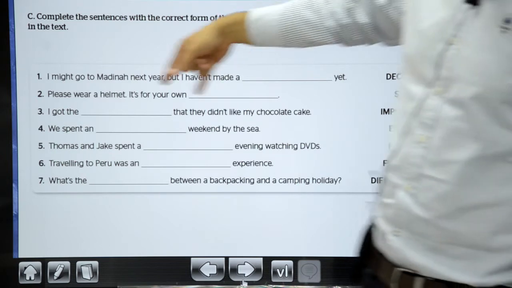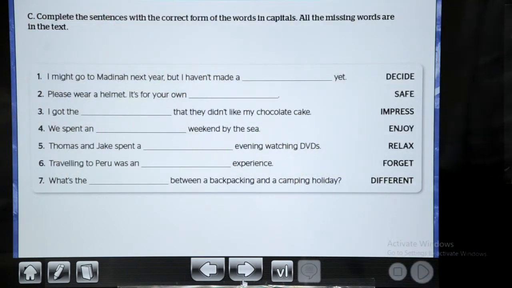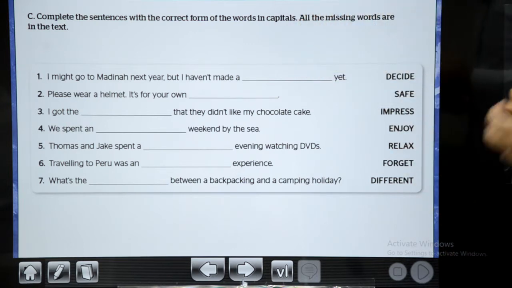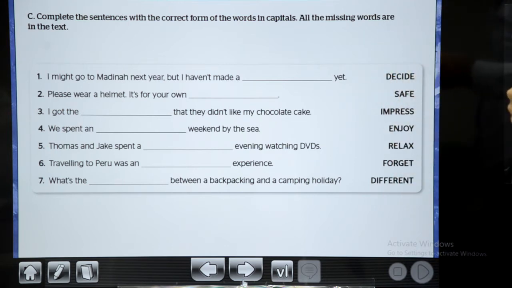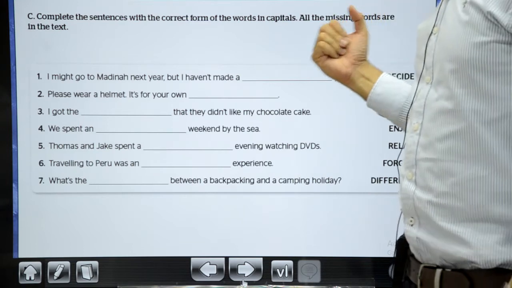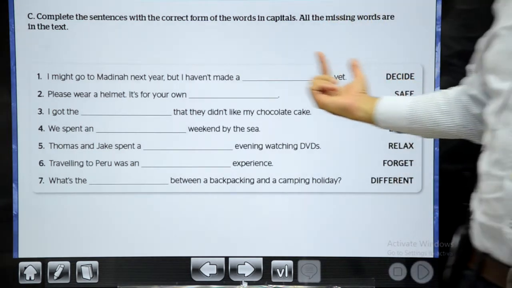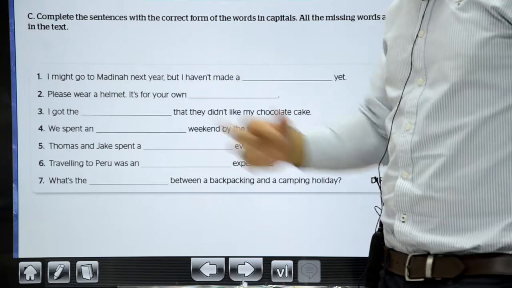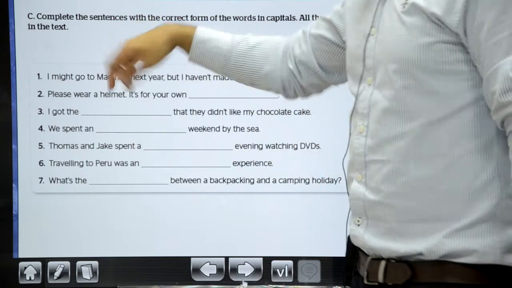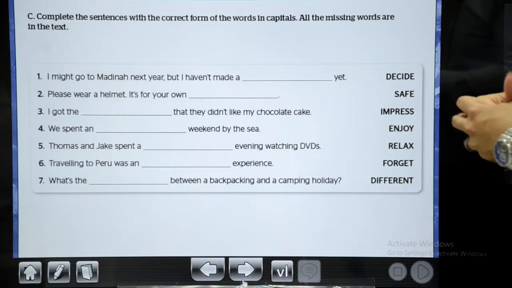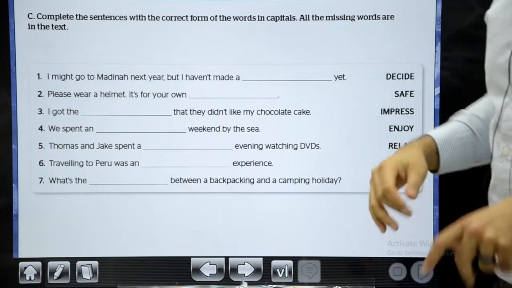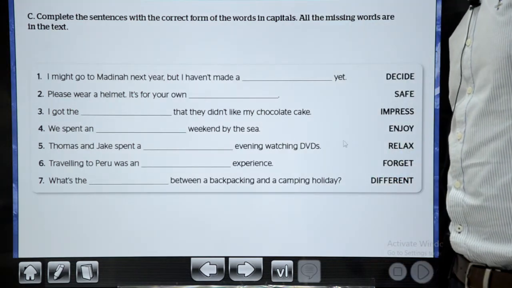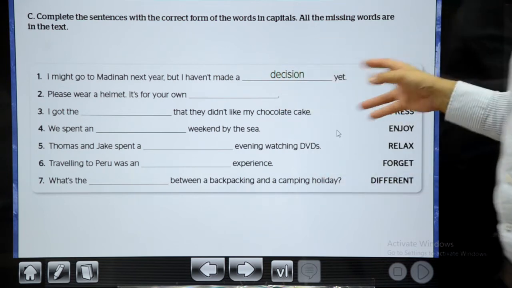This part, I believe, is the next page. Complete the sentences with the correct form of the words in capitals. All the missing words are in the text. So you find the missing words in the text, but these are the root words. You try to find out the derivatives from them and then fill in the missing parts with them. So I might go to the Medina next year, but I haven't made a what yet. Decide is a verb. I need a noun. I haven't made a decision. Decision is the noun and decide is the verb.